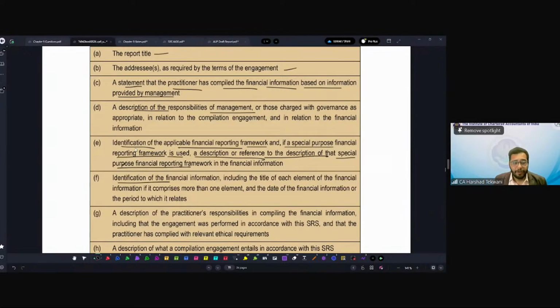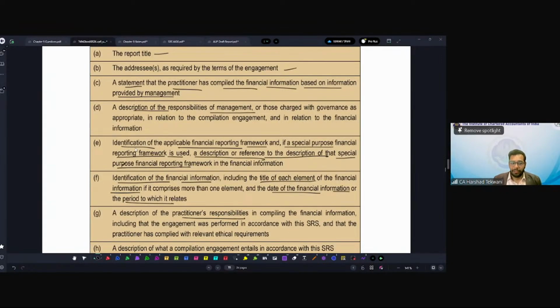Then identification of financial information. Let's say you are preparing multiple financial informations, then the title of each element. For example, if you are compiling segment information, or information related to some employee benefits, then the title of each of the financial information and the period to which it relates. Date of financial information or the period. Let's say segment balance sheet as at 31st March, so the date of the financial information. Let's say you are preparing segmental profit and loss accounts, then the period that is covered by the segmental profit and loss accounts.